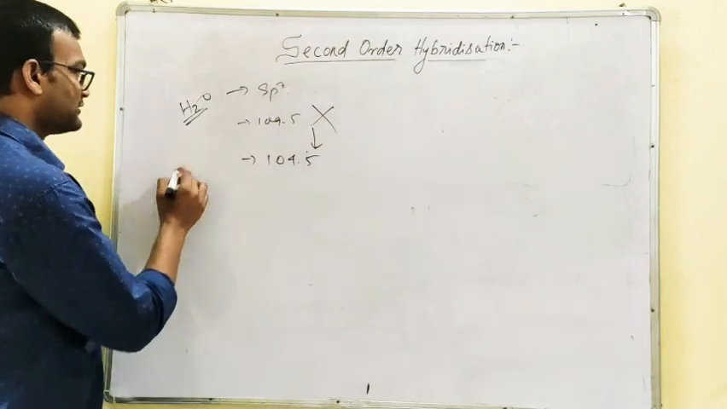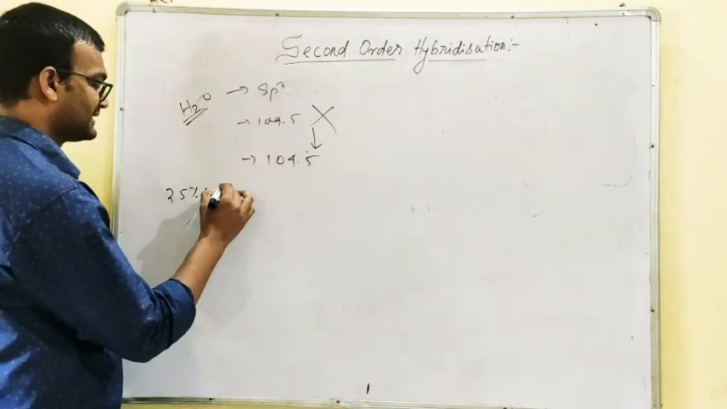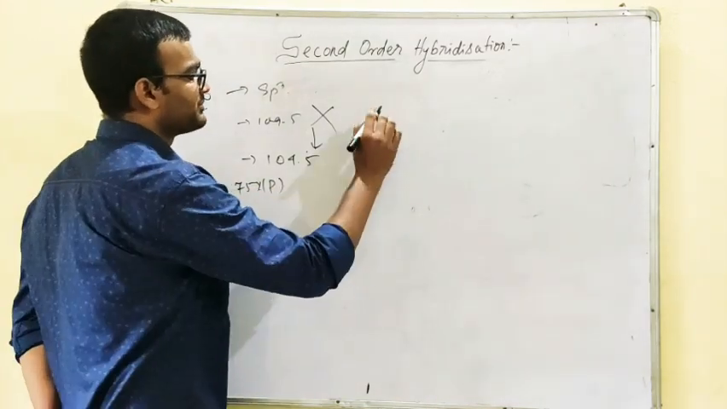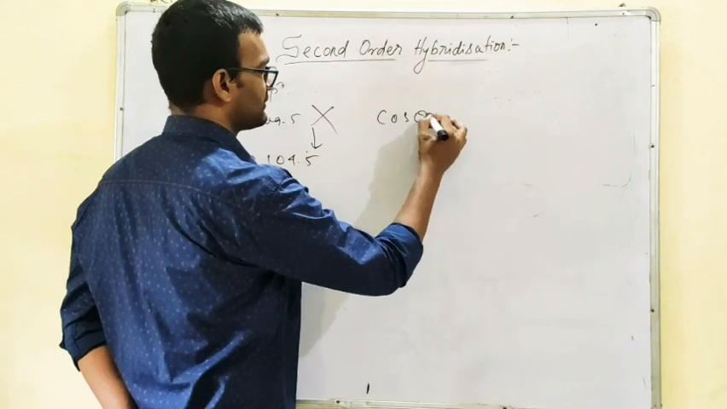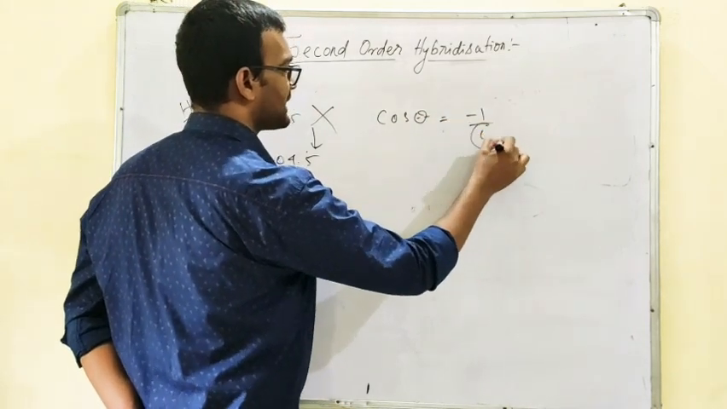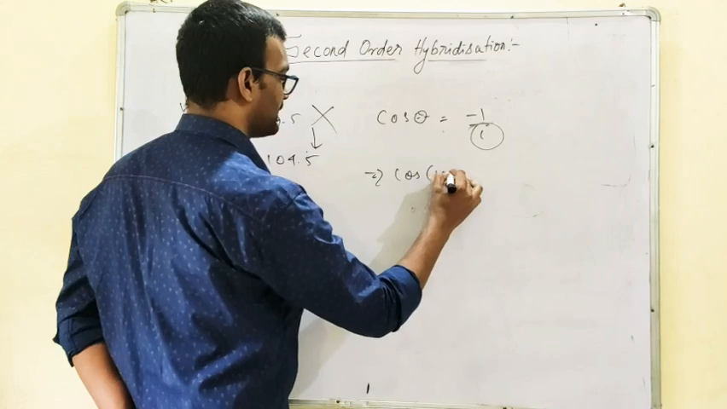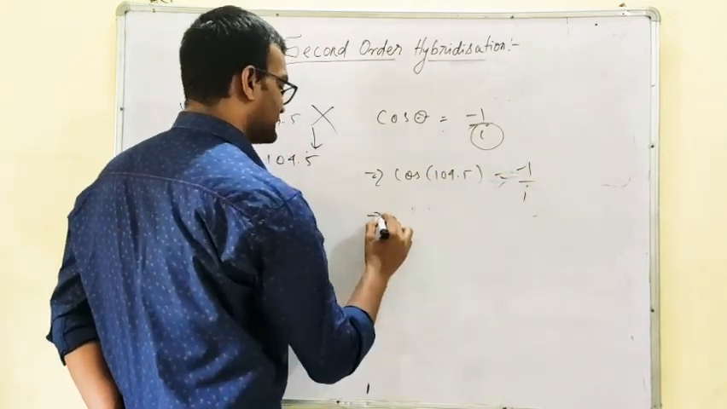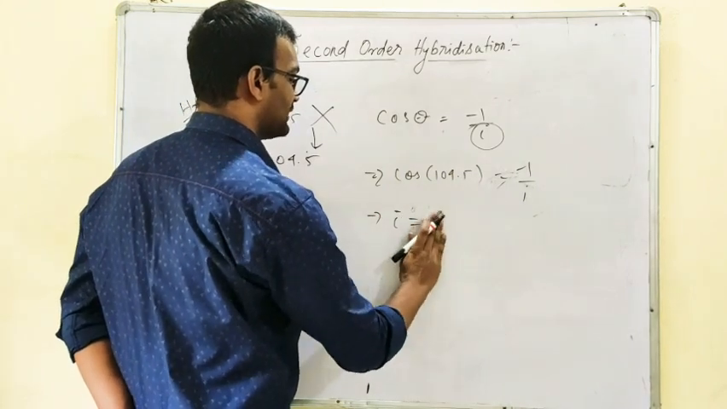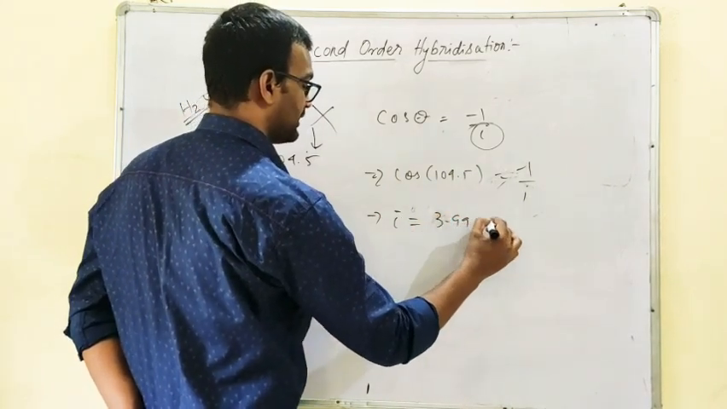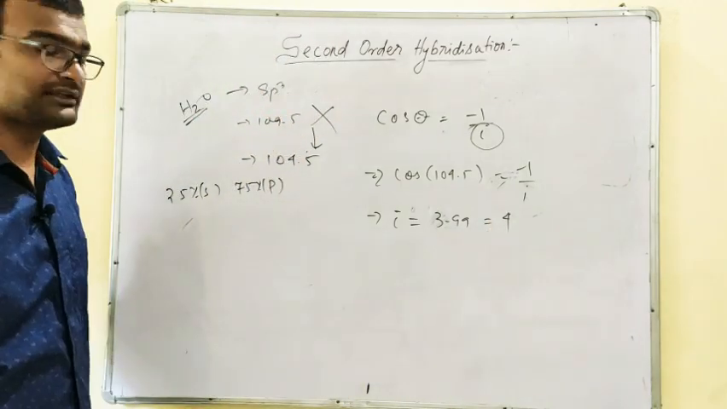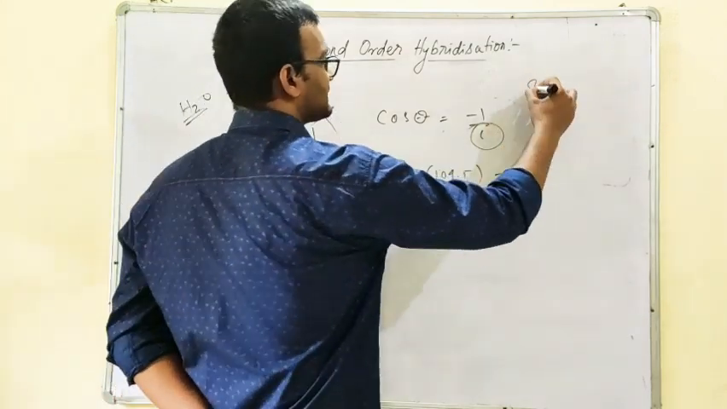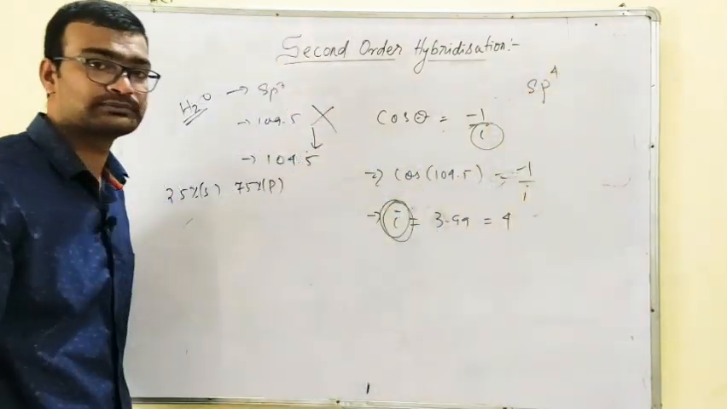Initially your percentage of sp3 means 25% s and 75% p. Before this, let's find out the exact hybridization. So cos theta is equal to minus 1 by i, because I need to find i. We know the exact value is 104.5, and in the same way you can find that i is equal to 3.99, or approximately 4. As you can see, the hybridization index is found to be 4. That means the second order hybridization is sp4.